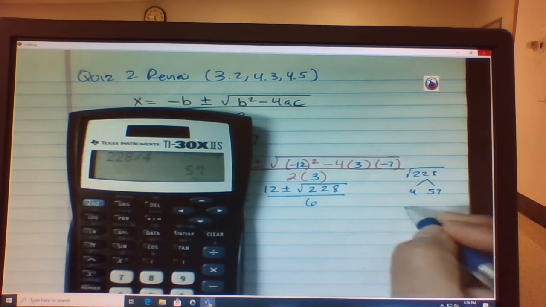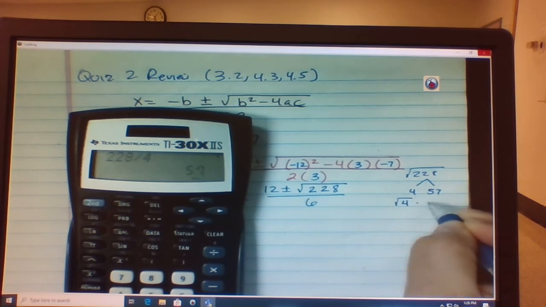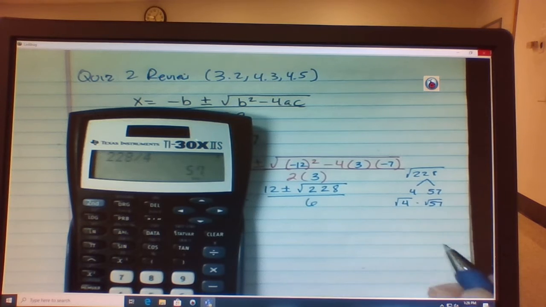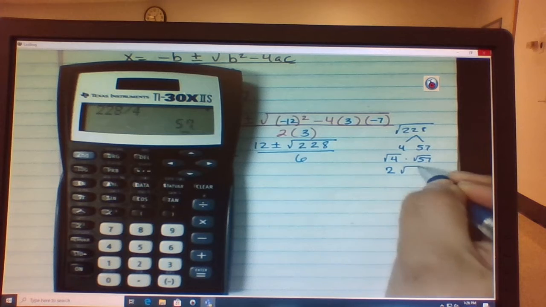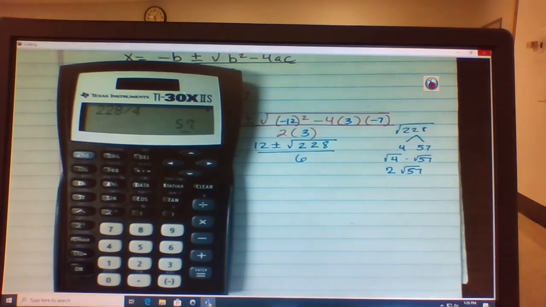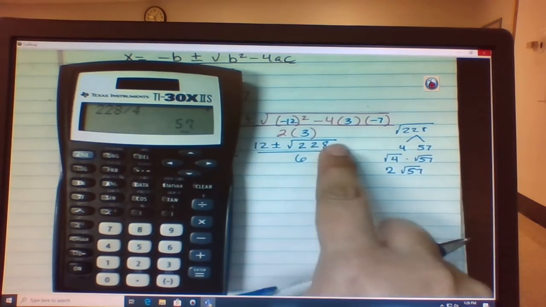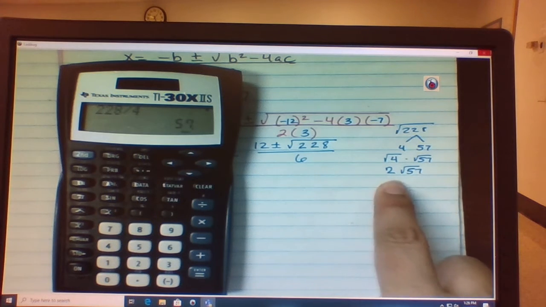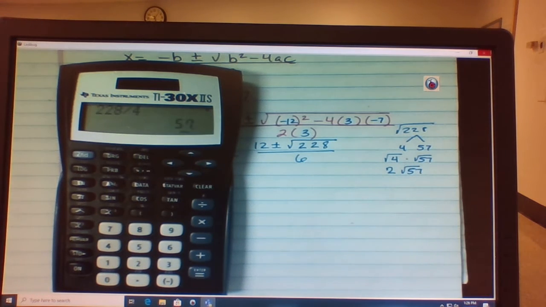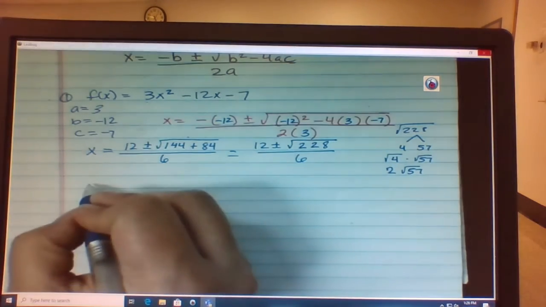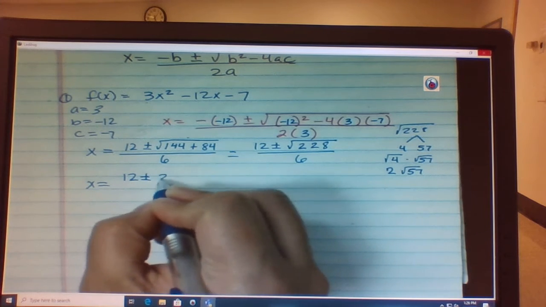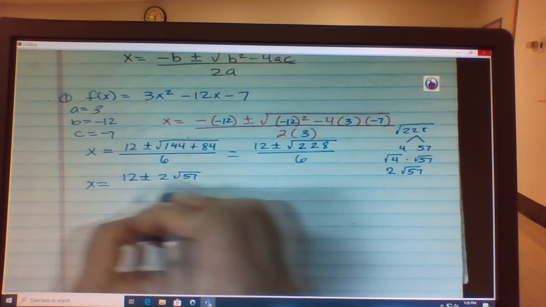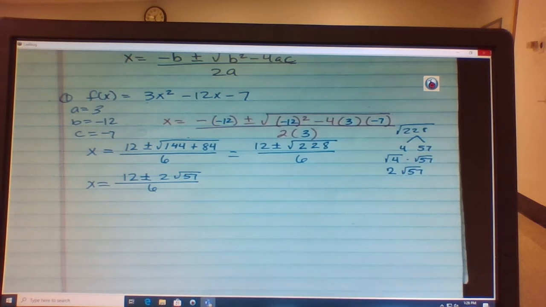The square root of this is the square root of 4 times the square root of 57. What is the square root of 4? 2. So this becomes 2 square root of who? 57. So the square root of 228 becomes 2 square root of 57. It is exactly the same thing. Are we okay with that? So x equals 12 plus or minus 2 square root of 57 over 6.